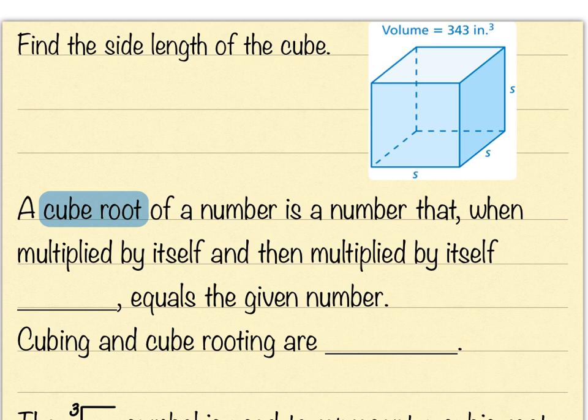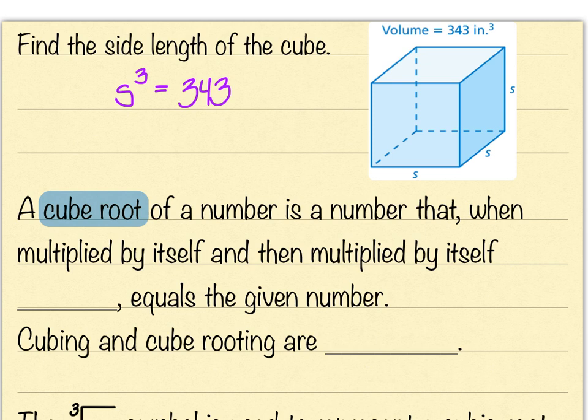So we start off with this problem. It wants us to tell what the side length of this cube is, and this cube has a volume of 343 cubic inches. Remember, finding the volume of a cube, you're just doing length times width times height, or in this case, s times s times s, or s to the third power, for s being the side, equals 343. And so if square rooting is the opposite of squaring a number, then cube rooting is the opposite of cubing a number.